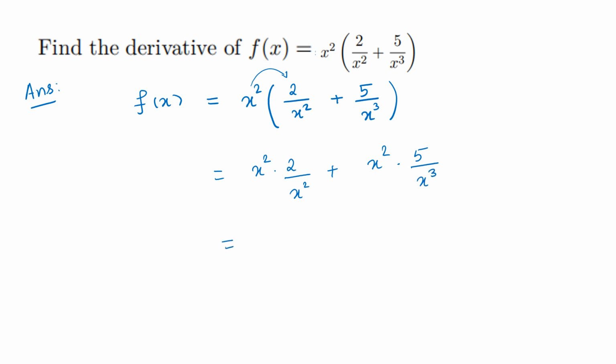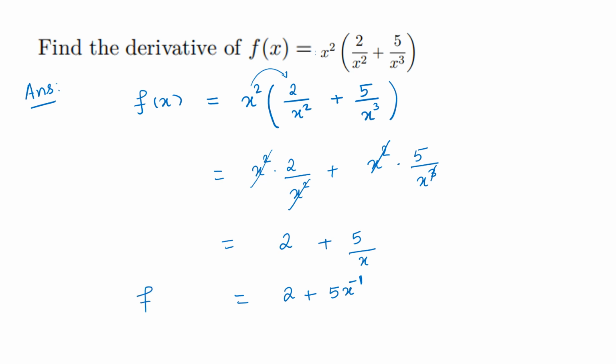Equal to, I have to see here, this x squared in the numerator and x squared in the denominator will be deleted, remaining 2. Then plus, here 5 is the number, I am writing 5. Here x squared I can delete. Here x to the power 3 is available, 2 x's will be deleted, remaining one x. So remaining x to the power 1, it is our x. So 5 by x, which is equal to 5 x to the power minus 1. Okay, so this is our f(x).